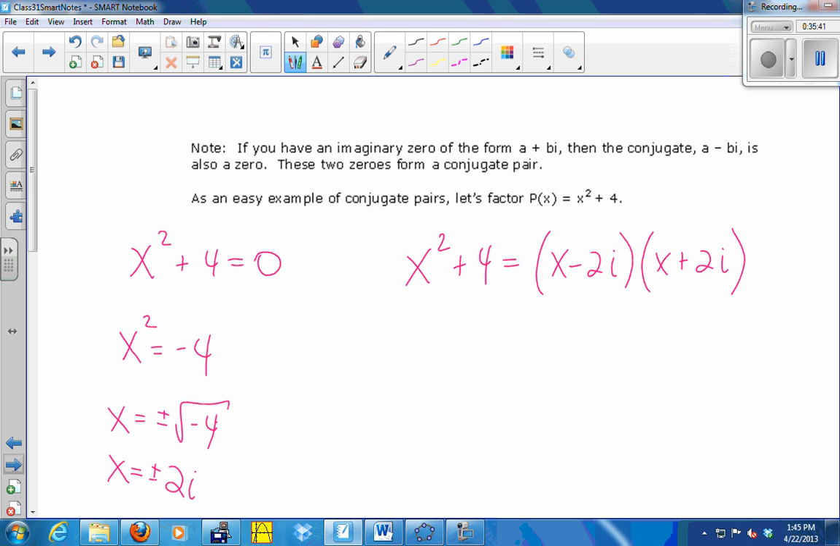So just keep that in mind. You always get complex zeros in conjugate pairs. They always come in conjugate pairs. You can't have just one complex zero.